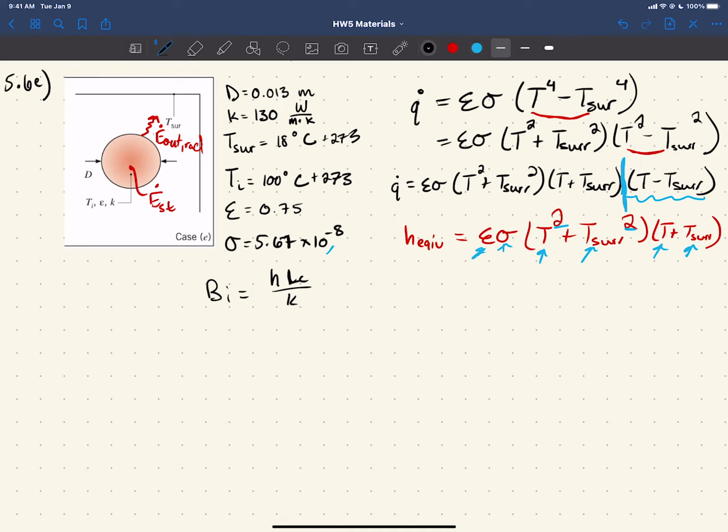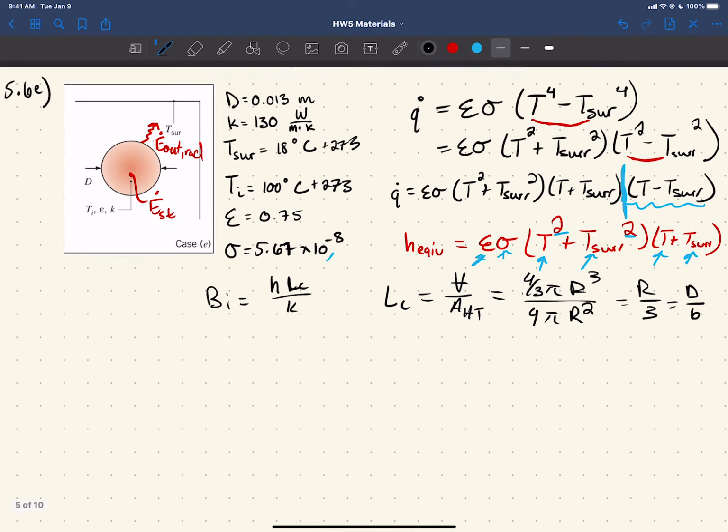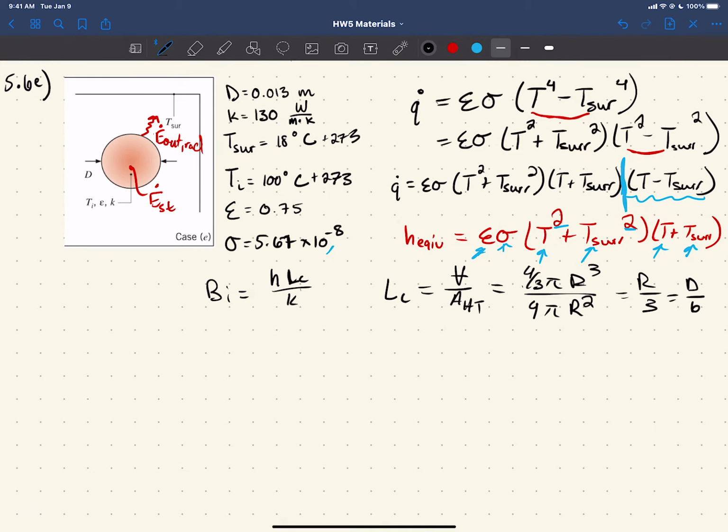And then for L_c, you can do the volume over the area of the heat transfer. It's a sphere, so we know 4/3 pi r cubed over 4 pi r squared. And so this is going to be r over 3, which is d over 6, because we're given diameter like we are in every single problem, because nobody can measure a radius, but all these formulas end up needing a radius, which is annoying. So d over 6, you take that and you plug it back in.